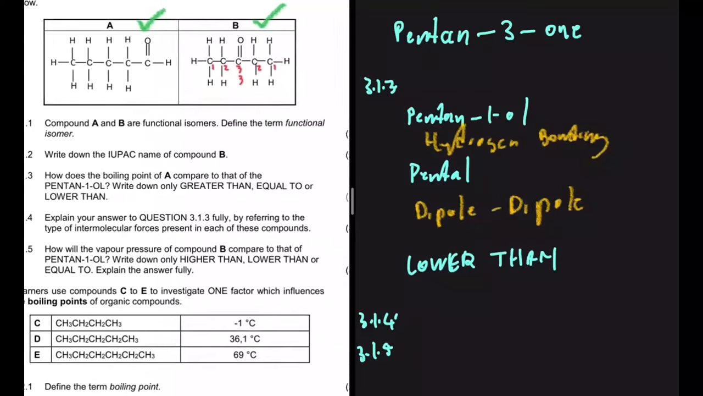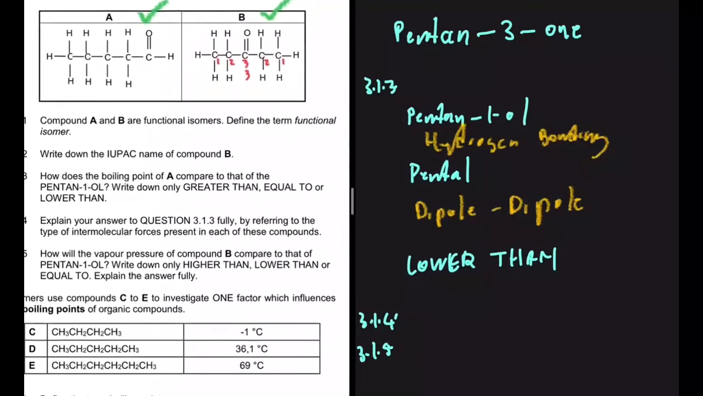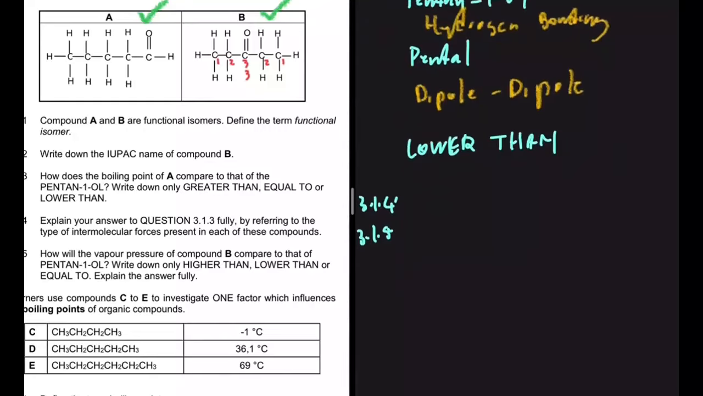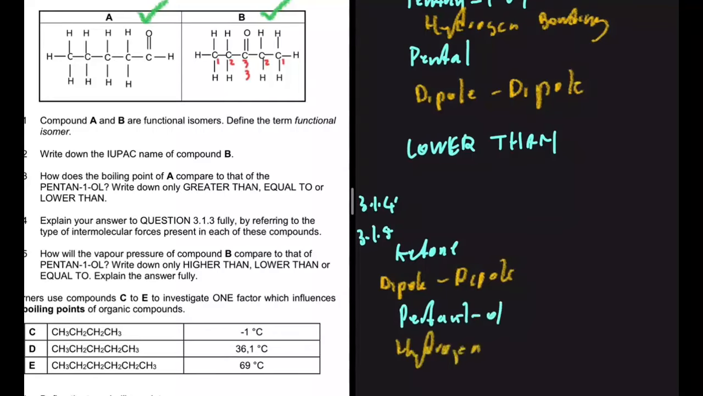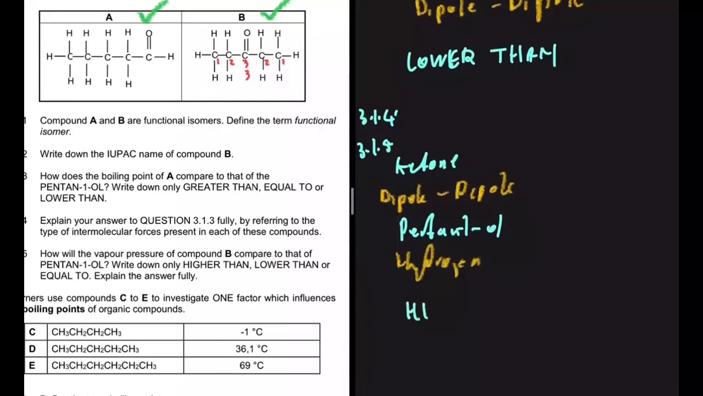3.1.5. How will the vapor pressure of compound B compare to that of pentan-1-ol? Write only higher than, lower than, or equal to. Explain the answer fully. So compound B, like we've already deduced, is a ketone. And which intermolecular forces do we find in ketones? We have dipole-dipole forces. And then again in pentan-1-ol we have hydrogen bonding. So that will lead to the ketone having a higher vapor pressure compared to pentan-1-ol. Higher than vapor pressure.